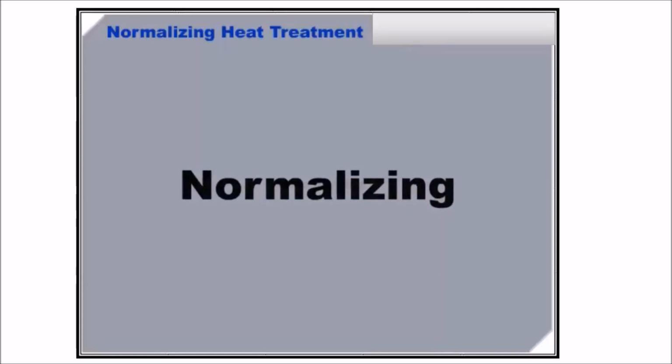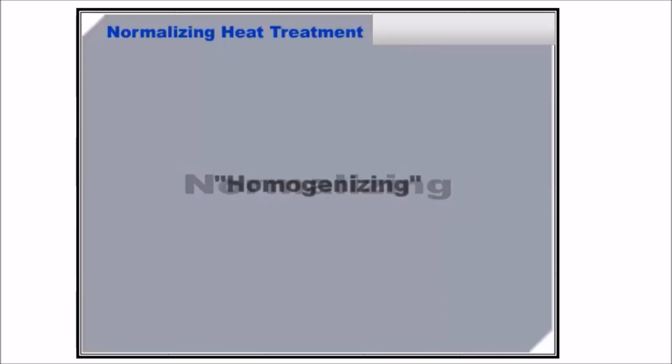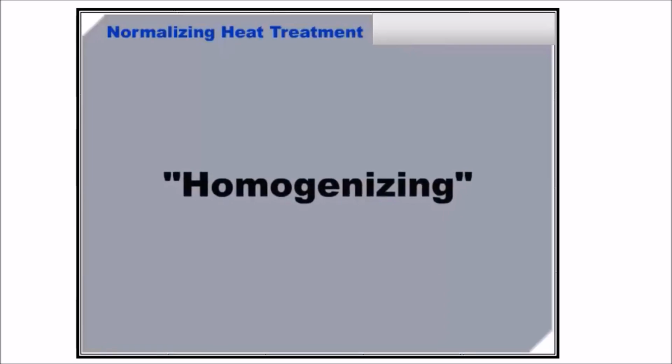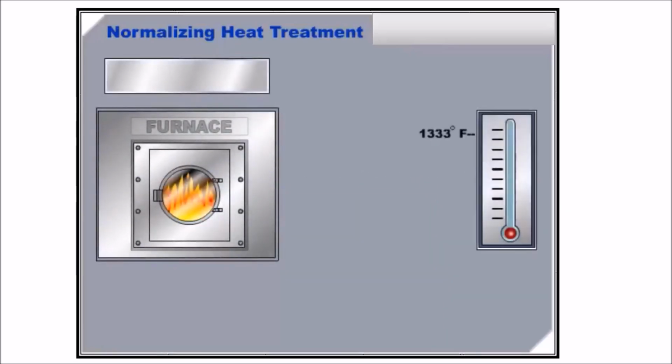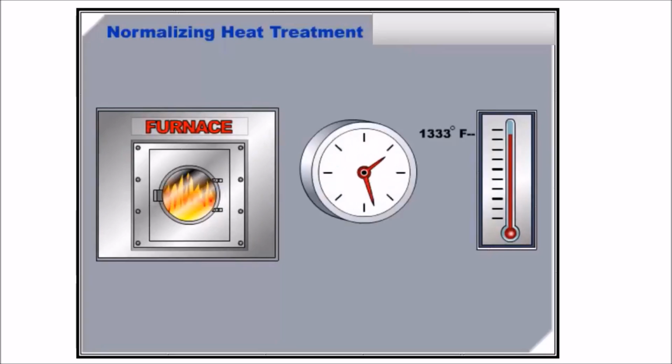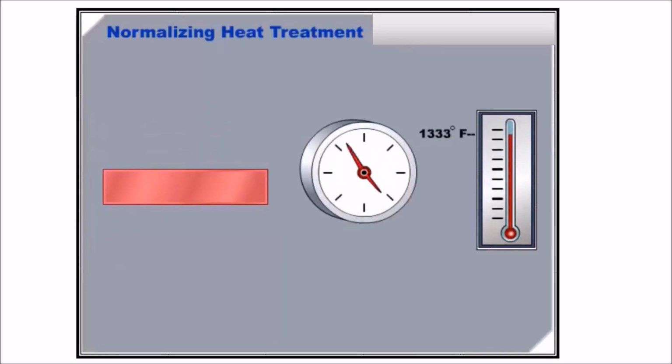Normalizing also softens the metal, but not as significantly as annealing. It is considered a homogenizing heat treatment by making the metal structure very uniform throughout its cross-section. The normalizing treatment is initiated by raising the metal's temperature into the austenitic range, holding for a short time, and then allowing it to slow cool in still air.